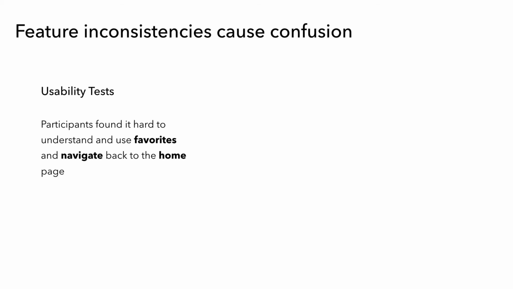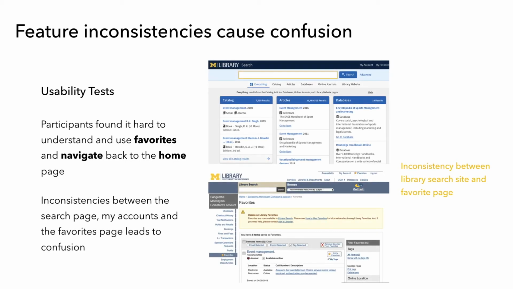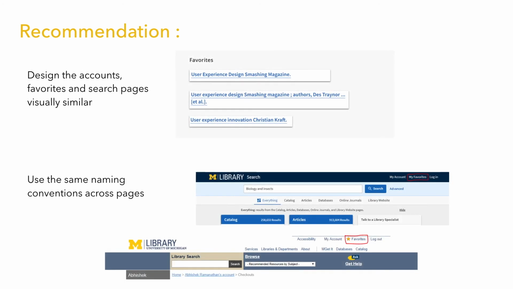The favorites and accounts page being starkly different from the search page led to participants being confused and unable to tell where they were in the system. Participants struggled to navigate back to their original search from the favorites page and ended up starting fresh each time. Tagging and removing favorites was challenging. Feedback from the website about the completion of these actions was poor. We recommend utilizing a uniform look and feel across accounts, search, and favorite pages, along with using consistent naming conventions.